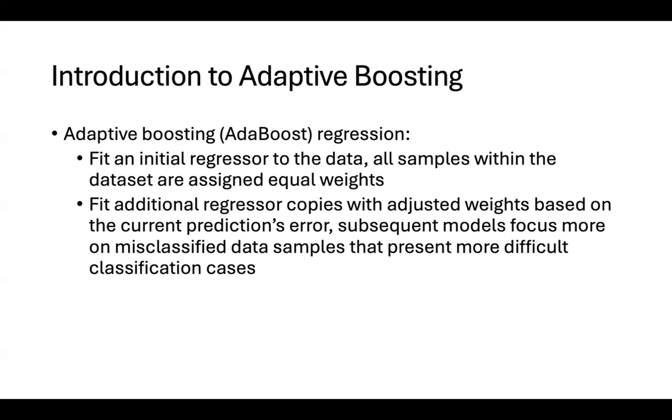Adaptive boosting, or AdaBoost regression, has two basic steps. The first step is to fit an initial regressor to the data, in which all samples within the dataset are assigned equal weights. Following steps fit additional regressor copies with adjusted weights based on the current prediction's error, meaning that subsequent models focus more on misclassified data samples that present more difficult classification cases.